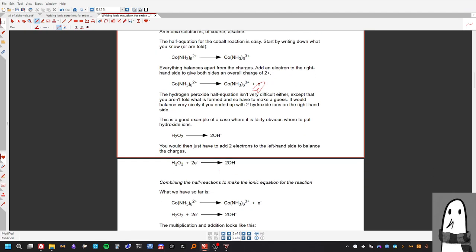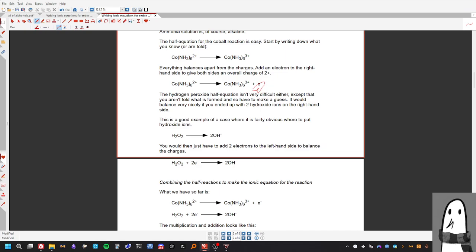Now, the hydrogen peroxide half equation isn't very difficult either, except for the fact that you weren't told what form, so you have to make a guess. It would balance very nicely if you ended up with 2 hydroxide ions on the right hand side. This is a good example of a case where it's fairly obvious where you have to put in the OH minus ions.